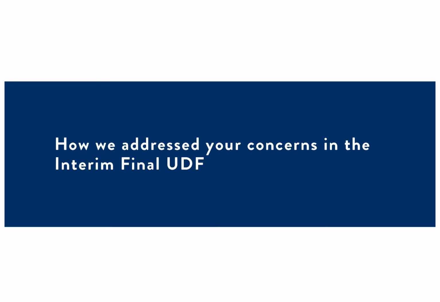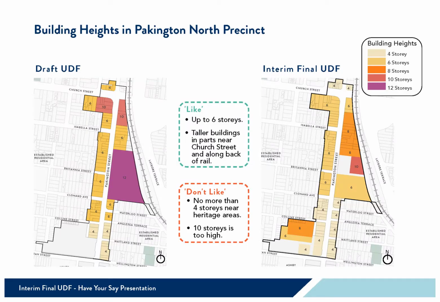This next section of the presentation will highlight how we have addressed concerns from the draft UDF in producing the interim final. In order to respond to consultation feedback, the interim final UDF makes the following key changes to proposed heights. Along a transition of 4-story heights from the Heritage Core Precinct and adjacent to low-rise residential areas within a heritage overlay. Further refines heights within the rail yard site with a mix of 6, 8, and 10 stories, with the tallest heights located near the center of the site along the interface with the rail line. Lower heights up to 4 and 6 stories around the Church Street intersection to provide a better height transition to lower rise surrounding residential areas.